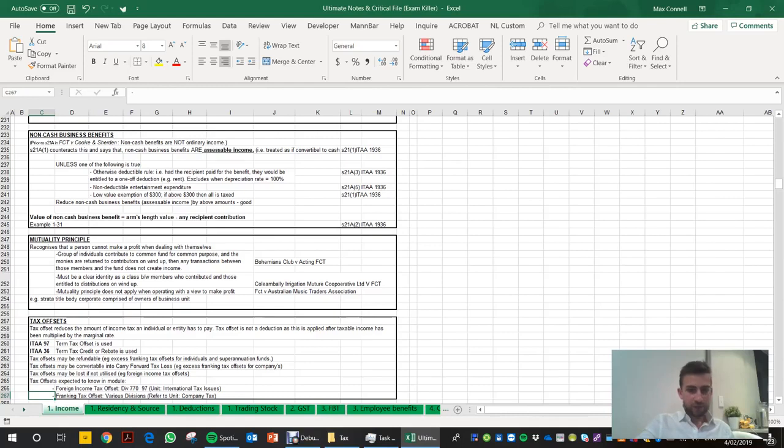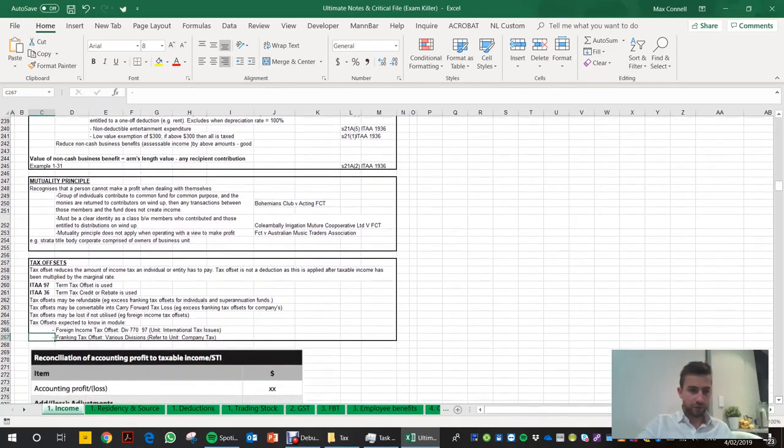Some other examples I mentioned before are strata title, or a club and pub where the members make up the body and earn money, for example, pokies off members in the clubs. You actually don't pay tax on that money under the mutuality principle.